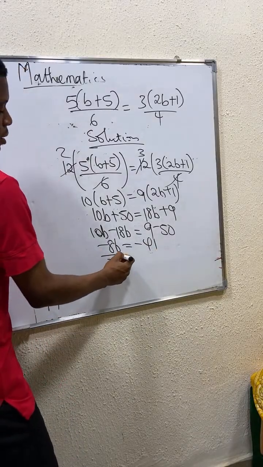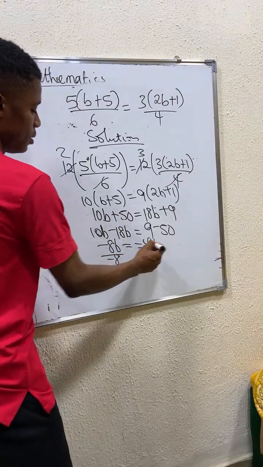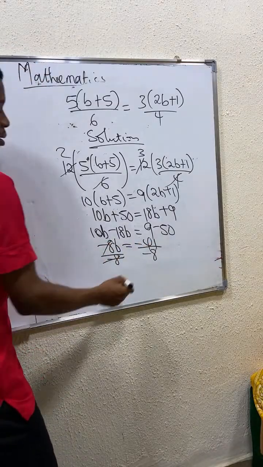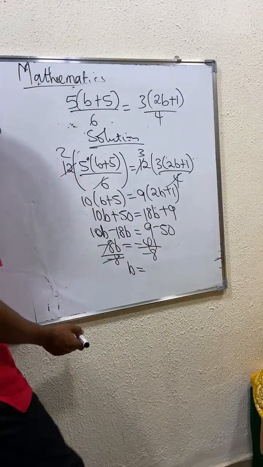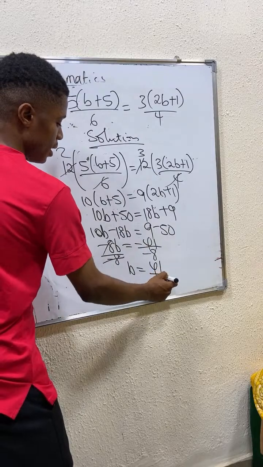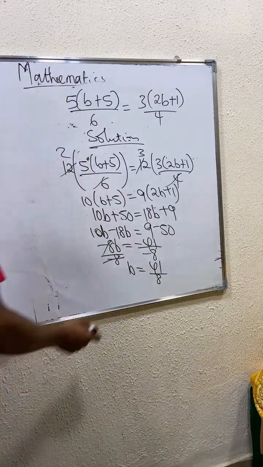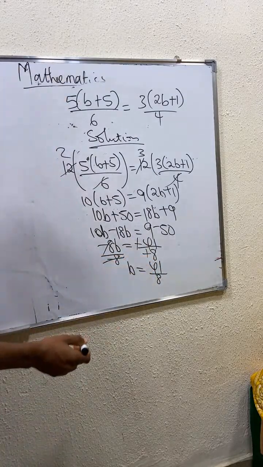So to get b, we divide by minus 8 on both sides. If you divide by minus 8, what are you getting? b is 41 over 8, because the minus cancels out, right?